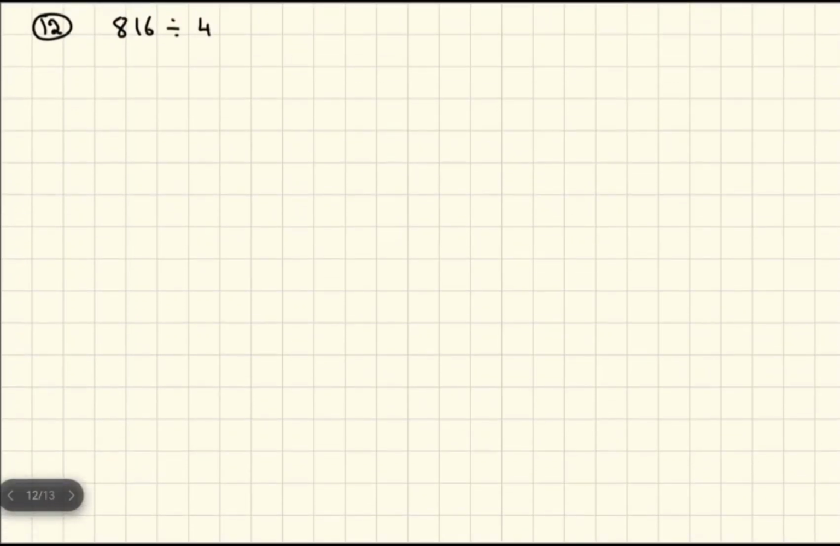Now 816 divided by 4. So 816 inside and the 4 is outside. 8 is bigger than 4, so it's enough to take 8. Then 4 times how much is 8? It's times 2. 4 times 2 is 8. We subtract and we get 0.